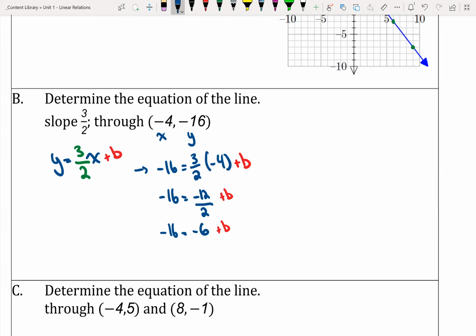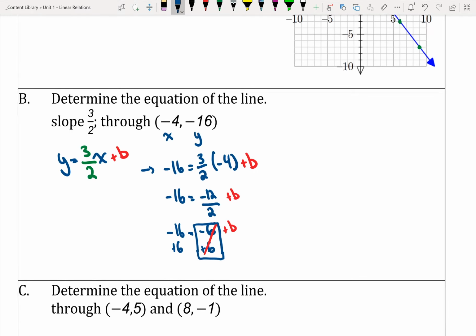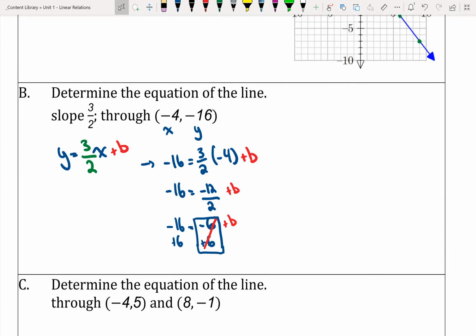Now I want to solve for b or get b by itself, so I need to remove this negative 6. If I put a box around it in order to cancel it out, I need to add 6 because that will cancel it out. But I also need to add 6 to the other side to keep it balanced. In this case then, negative 16 plus 6 leaves me with negative 10 equals, and then on the other side I am left with b. So that means that my final answer here is negative 10 equals b.